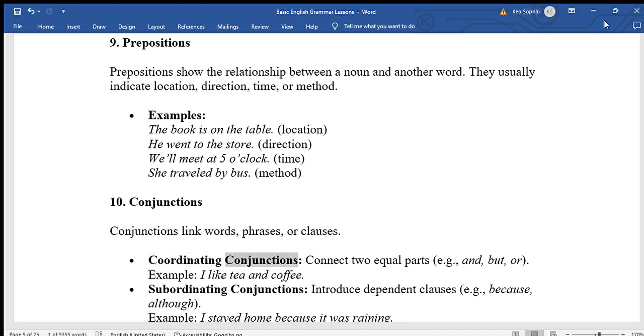10. Conjunctions. Conjunctions link words, phrases, or clauses. Coordinating conjunctions connect two equal parts, example and, but, or. Example, I like tea and coffee. Subordinating conjunctions introduce dependent clauses, example because, although. Example, I stayed home because it was raining.